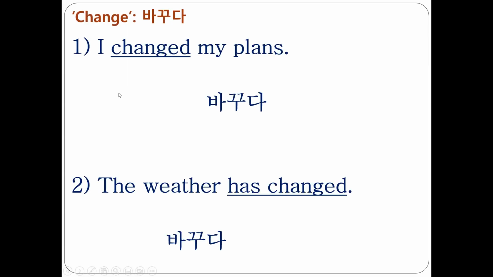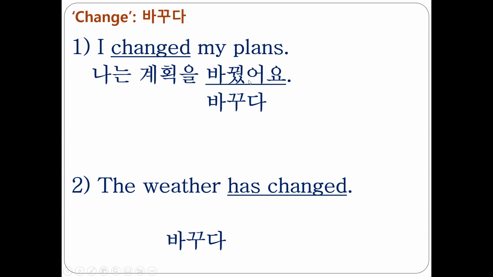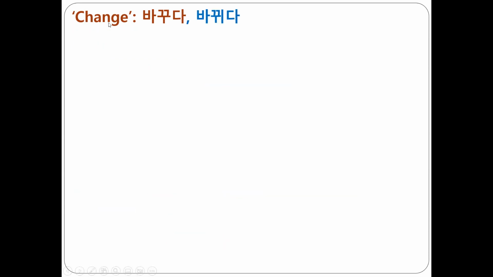So when I asked them to translate these two English sentences into Korean, most of them say 나는 계획을 바꿨어요, using 바꾸다. 저는 계획을 바꿨어요. 날씨가 바꿨어요. This one is okay, but this one is not okay. Why? Actually, for the English word change, we have two Korean words, 바꾸다 and 바뀌다.